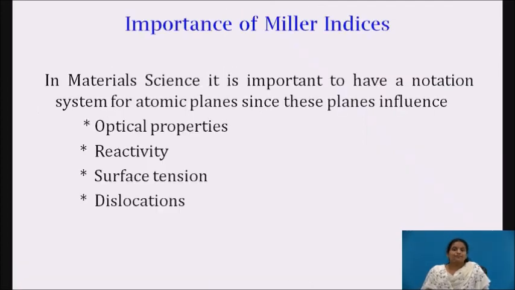Next is about the importance of these Miller indices. Mainly Miller indices are required in the study of crystals. In material science it is important to have a notation system for atomic planes since these planes influence the optical properties of the material as well as reactivity, surface tension and dislocations, etc.